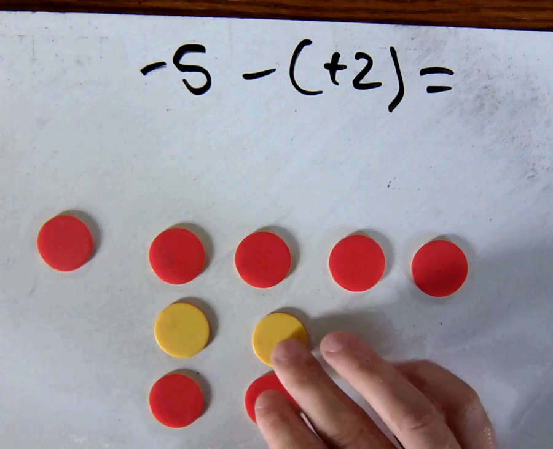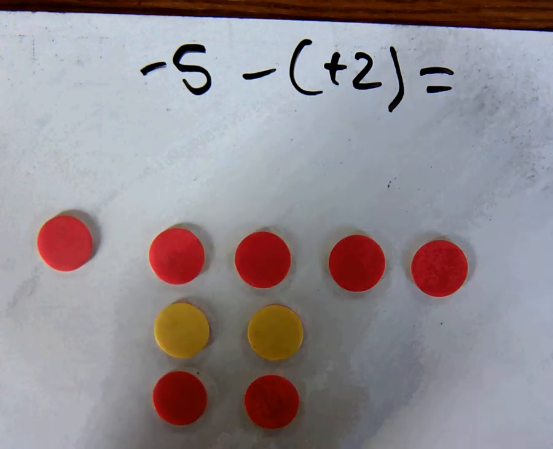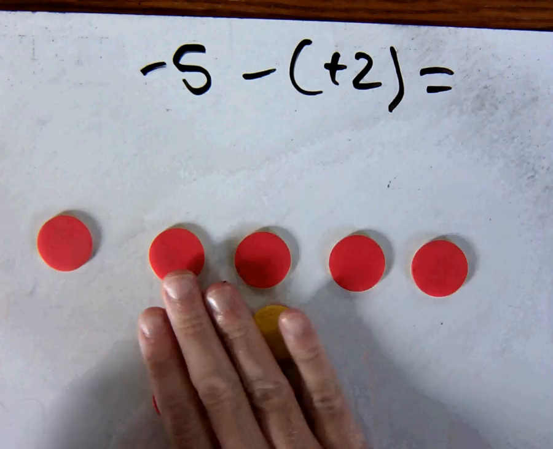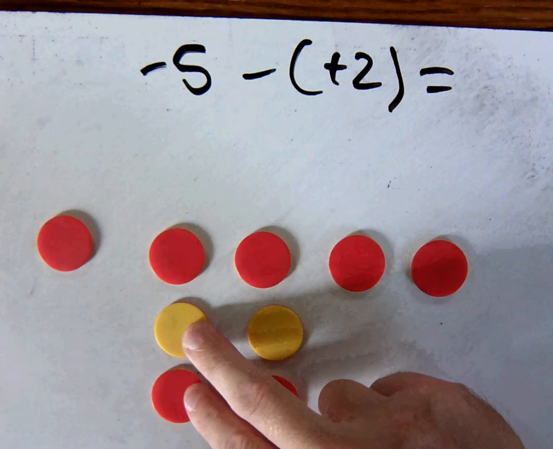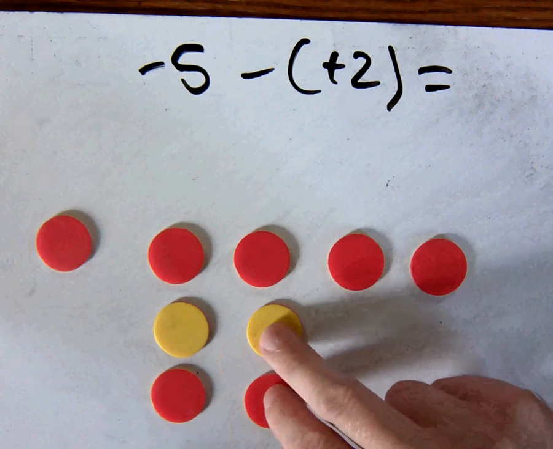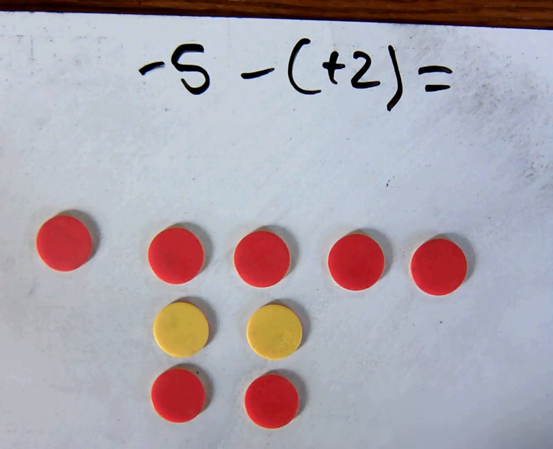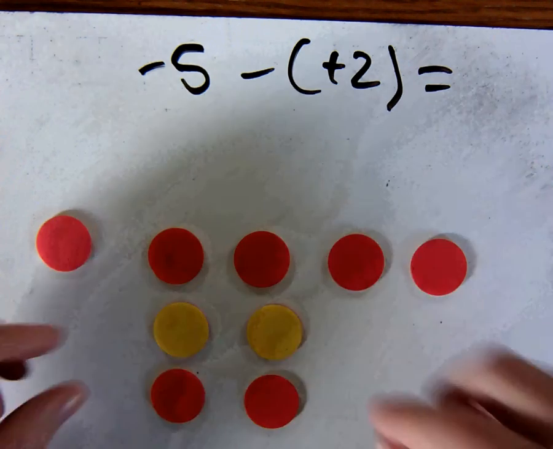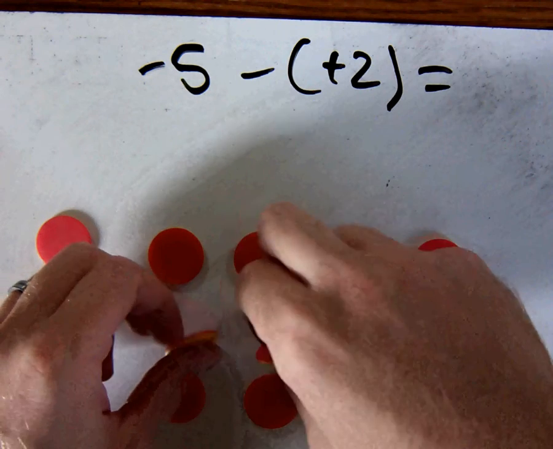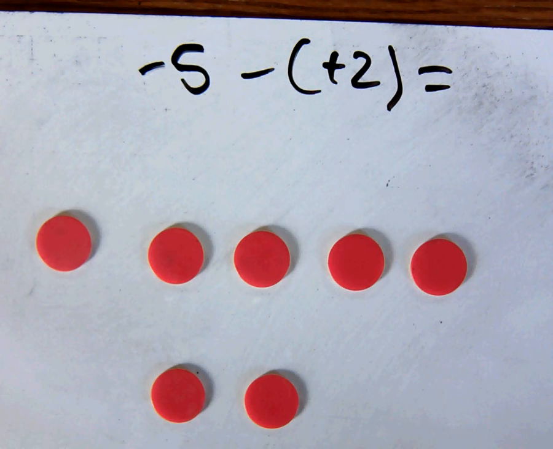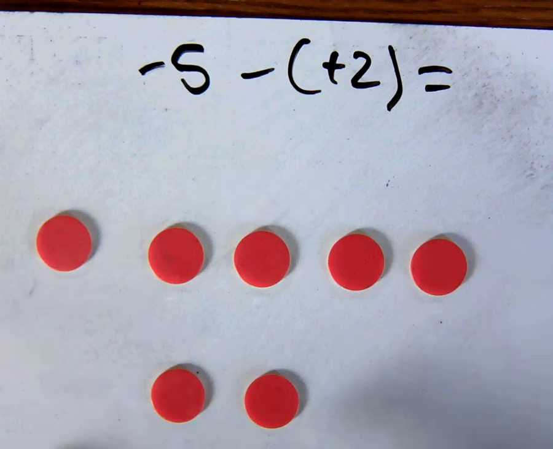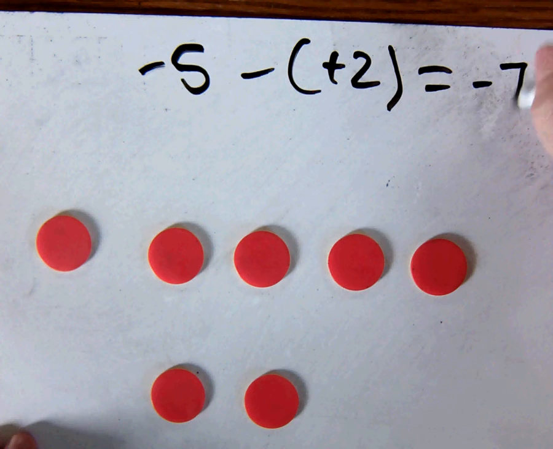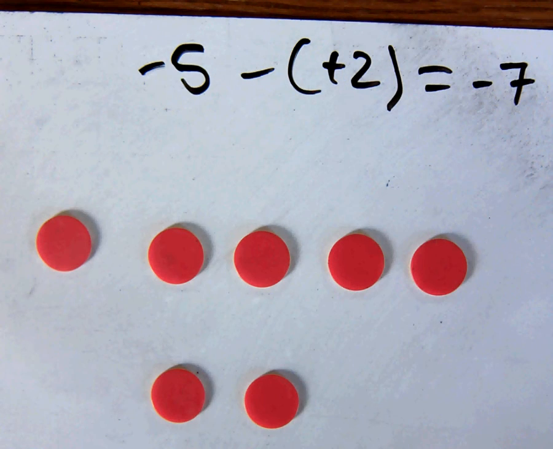So how this works. This is still negative 5, because remember this is equal to 0. I'm just putting these here so that I can subtract positive numbers. If I subtract my 2 positive numbers, what I'm left with is a bunch of negatives. In fact, I have 7 negatives. So negative 5 minus positive 2 is actually negative 7.